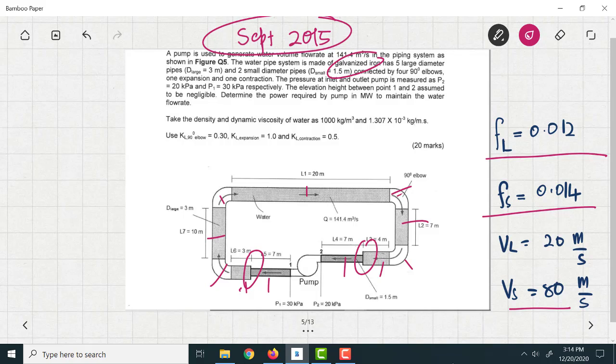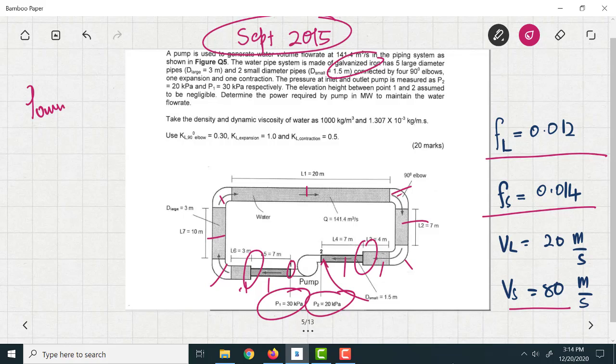Okay, the pressure at the inlet and outlet of the pump is measured: P2 is 20 kilo Pascal, and the pressure at point 1 is 30 kilo Pascal respectively. The elevation height we can neglect. Determine the power required by the pump to maintain the water flow rate. So you need to find the power of the pump.